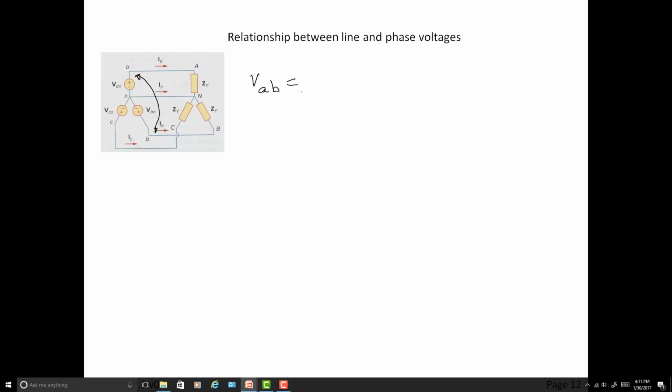So if I look at the VAB, what is it? I've got VA to neutral plus, so just draw your finger around here. I'm starting here, and I'm going up to this point. Then I'm going to go down to this point and work my way back to the neutral. So I've got VAN plus VNB, right? In other words, I just unpacked this in terms of two summation voltages that I can do.